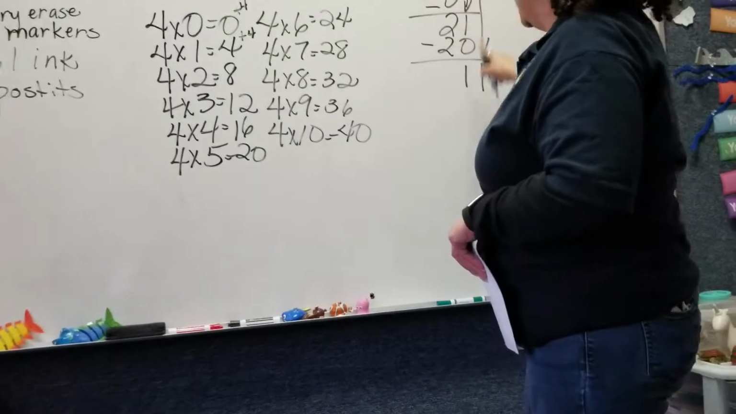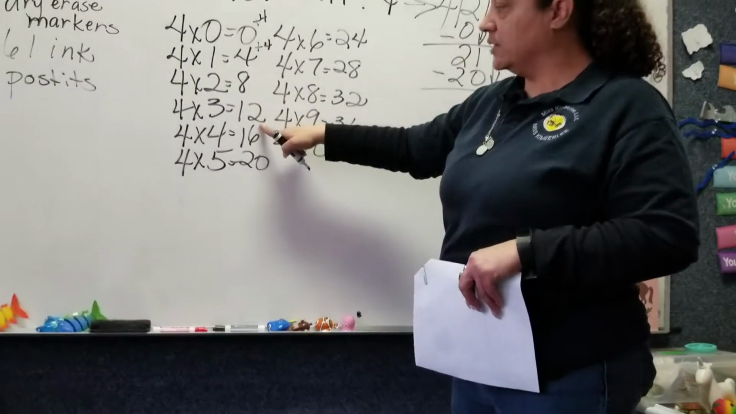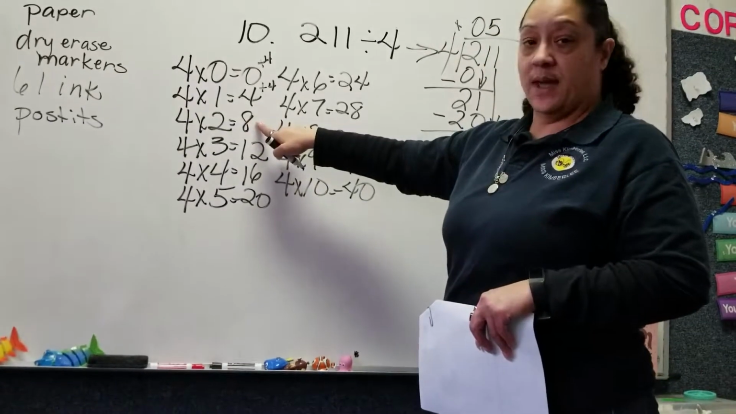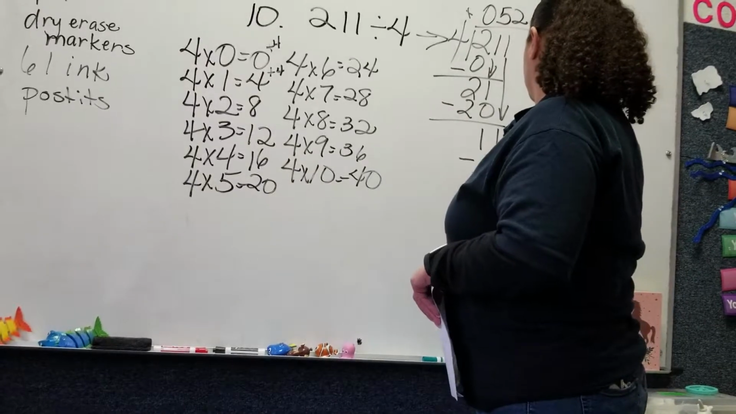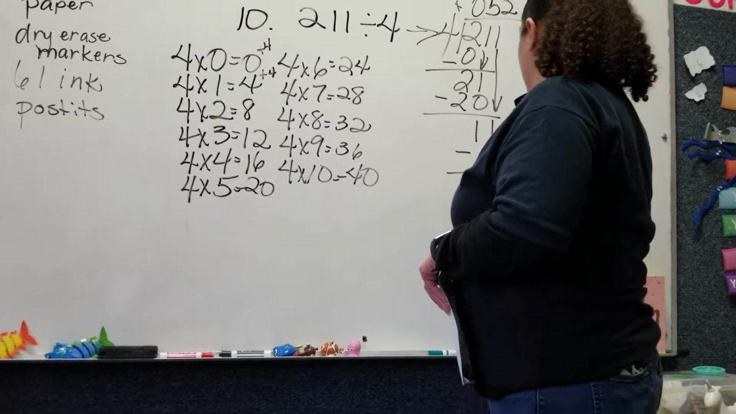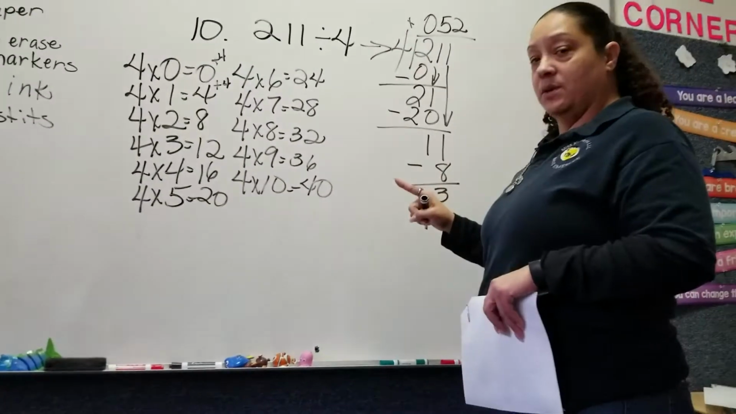4 times what gives you close to 11? So we look over here, we have 8 or 12. 12 is too much, so we have to use 8, which is 4 times 2. And we subtract. Now, I can do this in my head already, but just in case you cannot.